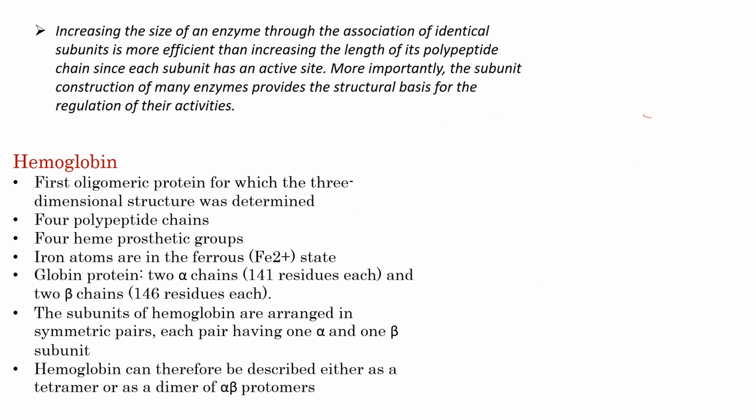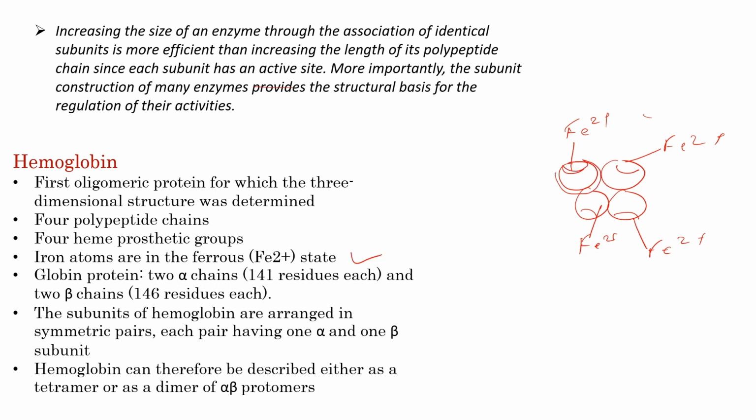Hemoglobin is the first oligomeric protein for which the 3D structure was determined. It consists of 4 polypeptide chains, that means it has 4 subunits. Each subunit has a heme group, which has iron in 2+ form, and hence it can bind with oxygen. At a time, hemoglobin can carry 4 oxygen molecules. In hemoglobin, apart from the heme part, the rest is protein.